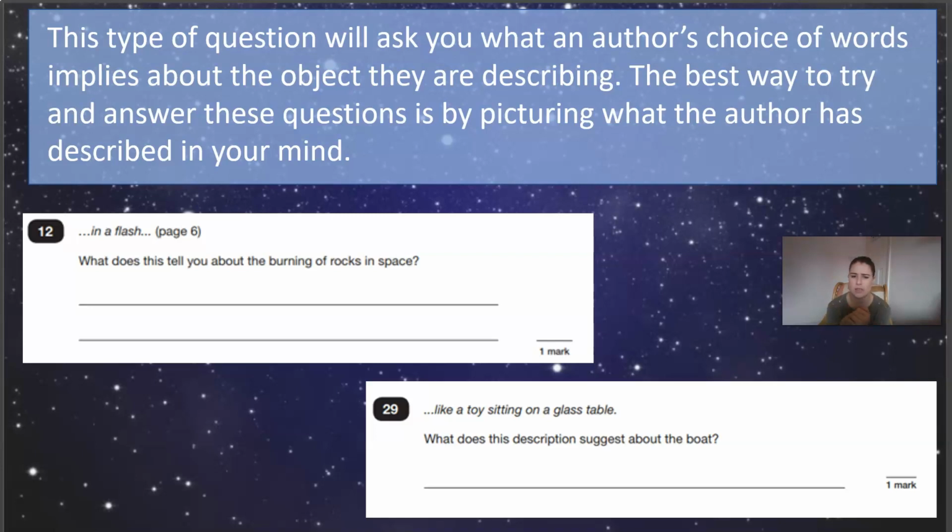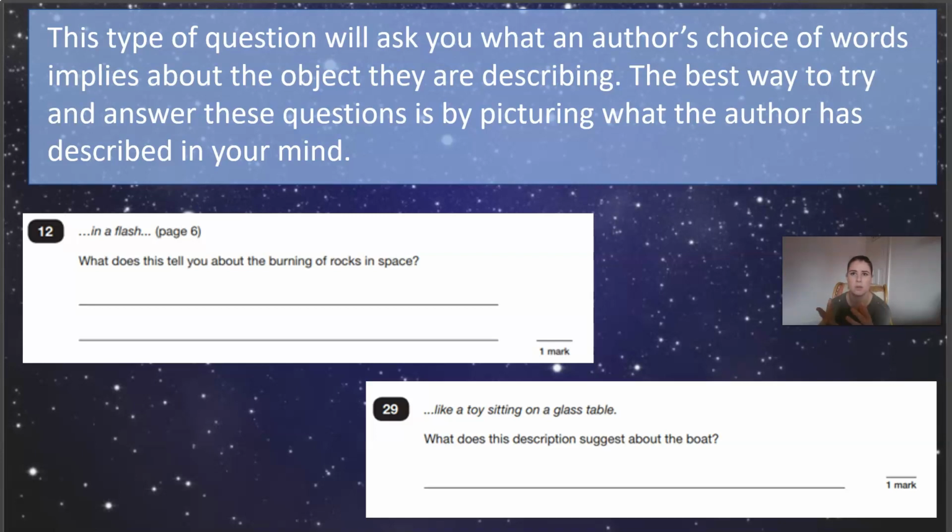And then we have question 29, like a toy sitting on a glass table. So what does this description suggest about the boat? Okay, so this is going to be almost like a boat sitting on water, but it's like a toy sitting on a glass table. A toy sitting on a glass table, I'll get my words right in a minute, doesn't move. Okay, so that suggests a sense of stillness and calmness to the water. So you need to think, well, if I can put a toy onto a glass table, it's not going to move. So let's now imagine a boat sitting on some water that's not moving.